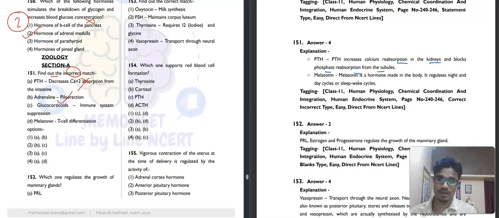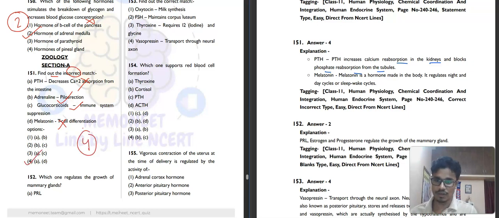Then melatonin, T cell differentiation. We know that melatonin is a different sort of hormone. It causes the sleep-wake cycle, that is the night and day cycle. So this is wrong. T cell differentiation is done by the bone marrow, or thymus you can say. So the fourth option will be your correct answer here.